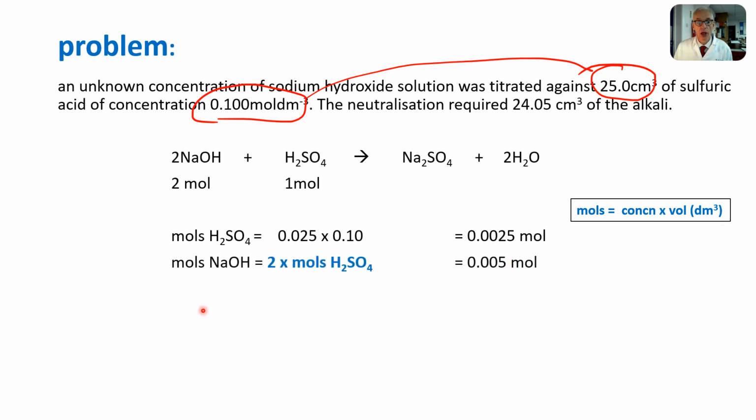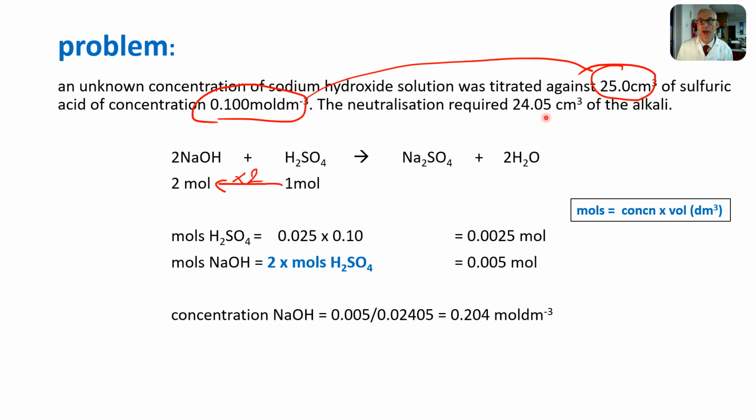So what about the moles of sodium hydroxide? Well, it's a 1-to-2 ratio. 1 sulfuric acid requires 2 moles, twice the moles of sodium hydroxide. So to turn 1 into 2, we multiply by 2. So we've got to multiply the moles of sulfuric acid by 2 to achieve the moles of sodium hydroxide. Then, of course, we'd have a volume.